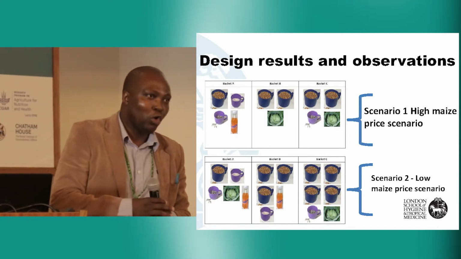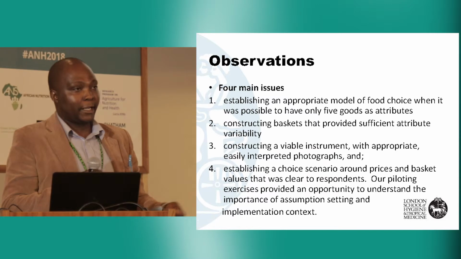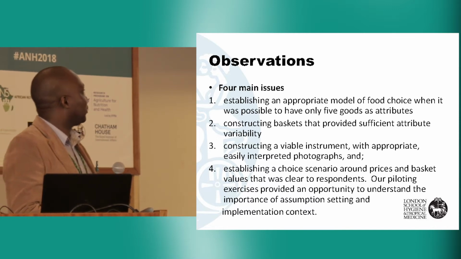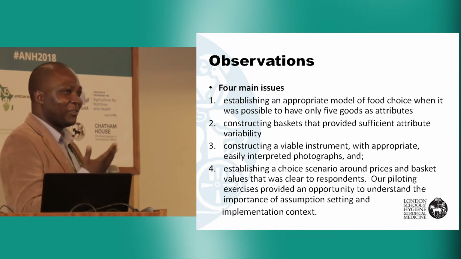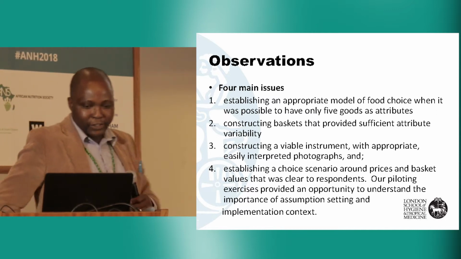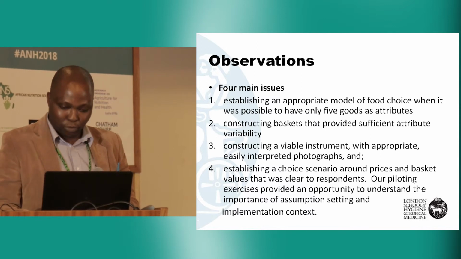Through this process, we had several observations. The first was that this helped us come up with an appropriate model of food choice. We could have just chosen 5 food groups as our attributes, but this really helped us understand the context in which we were working. Secondly, it helped us construct baskets that provided sufficient attribute variability. Also, the construction of a viable instrument was very interesting, and coming up with appropriate pictures was a very interesting process. Lastly, it helped us establish choice scenarios around prices and basket values that were clear to the respondent, because it was something their context appreciates.